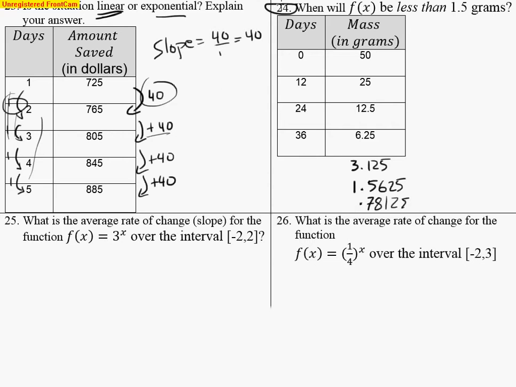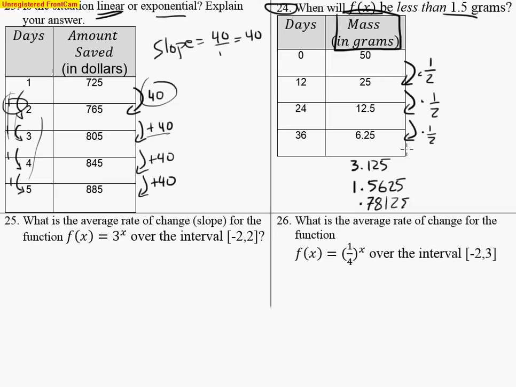On 25, if I want to find out when f of x, which is this part, is going to be less than 1.5 grams, I need to find a pattern. So 50 to 25, that is multiplying by 1/2. It's taking a half. Half of 50 is 25. Half of 25 is 12.5. Half of 12.5 is going to be 6.25.